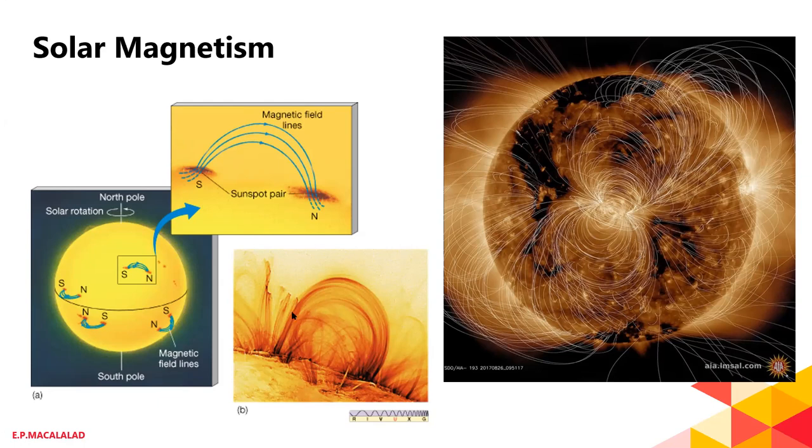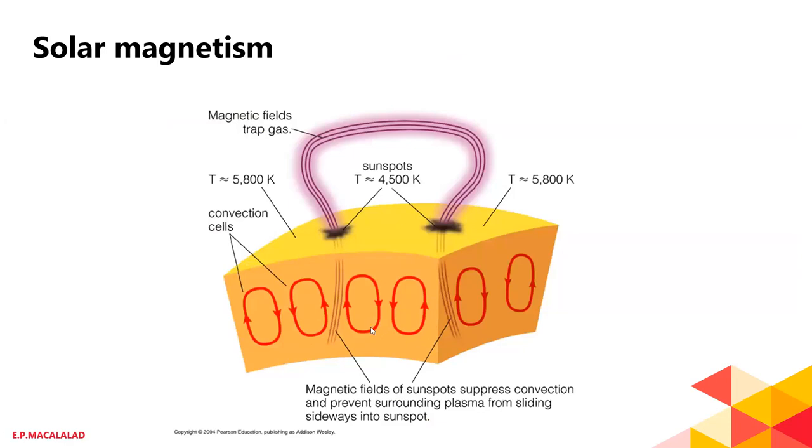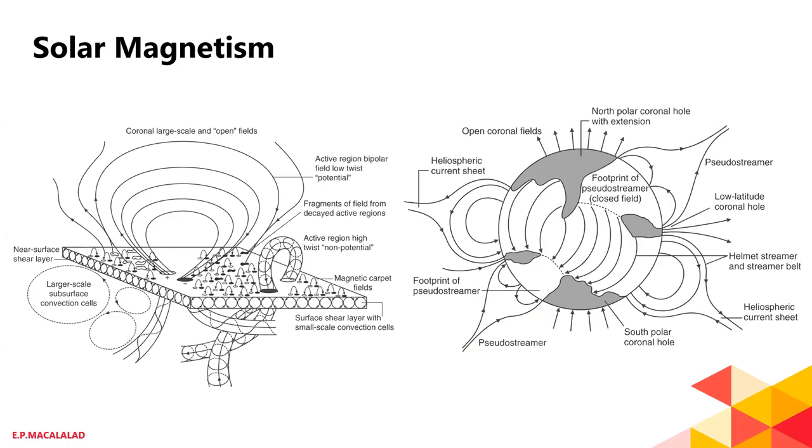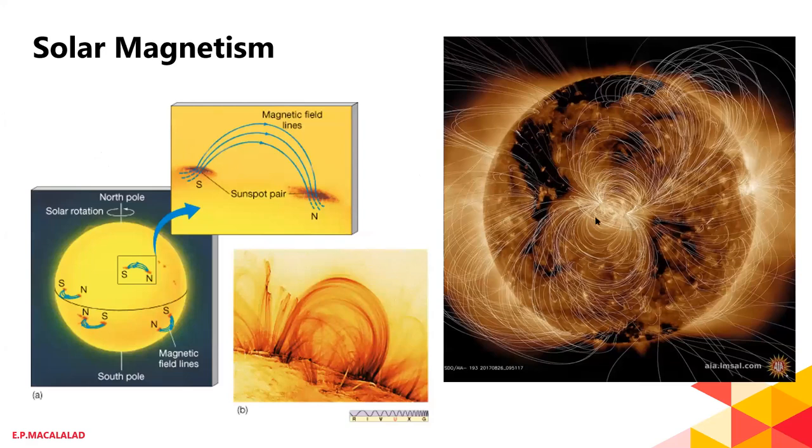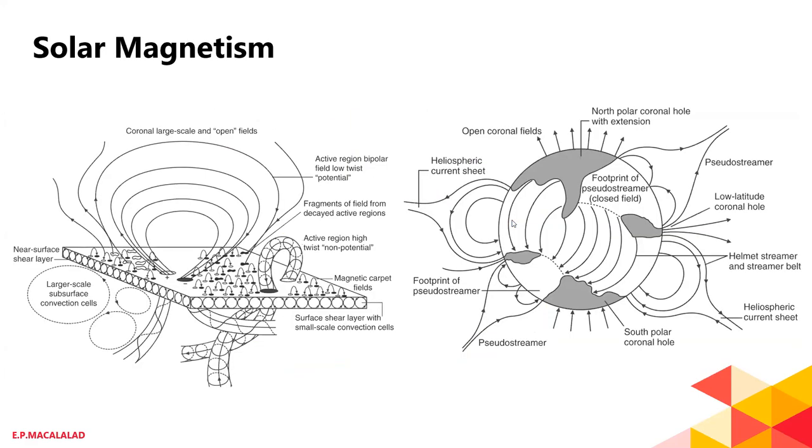And these sunspots actually emanate from the convection cells. While sunspots are very dark compared to the solar surface, they are still very hot. Sunspots are around 4,500 Kelvin, while the background is about 5,800 Kelvin. These are just some complicated solar magnetism. We have large scale and small scale magnetic field lines. There are also closed magnetic field lines in this area, but the coronal holes, where high speed solar winds pass through, are areas of open field lines.